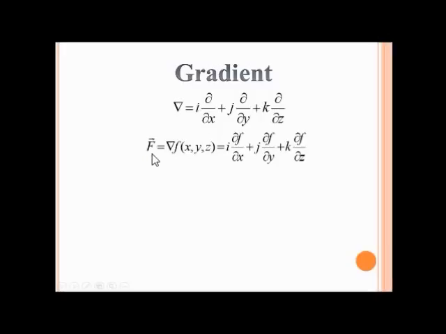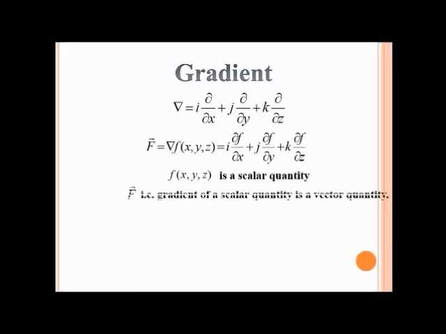Now force will be given by this symbol, the del operator, acting on f for the 3 axes x, y and z simultaneously. So this gradient value gives the force per unit length in all the 3 axes: i into dou f by dou x plus j into dou f by dou y plus k into dou f by dou z. Now this f is a scalar quantity.